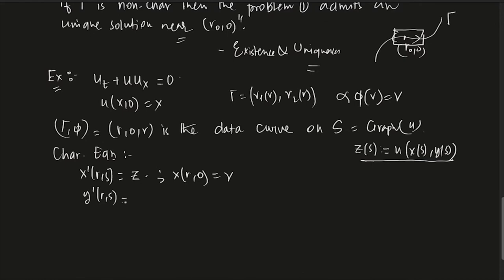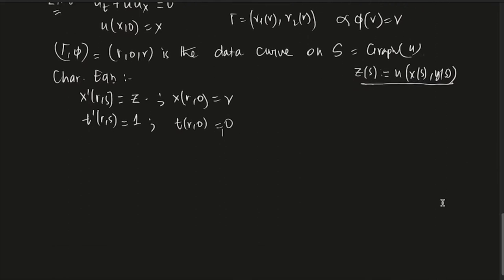Okay. t prime (r, s) is given by 1. And t at the point (r, 0) is 0. And z prime (r, s) is 0, and what is z at (r, 0)? This is r. Okay, so that's your characteristic equations.